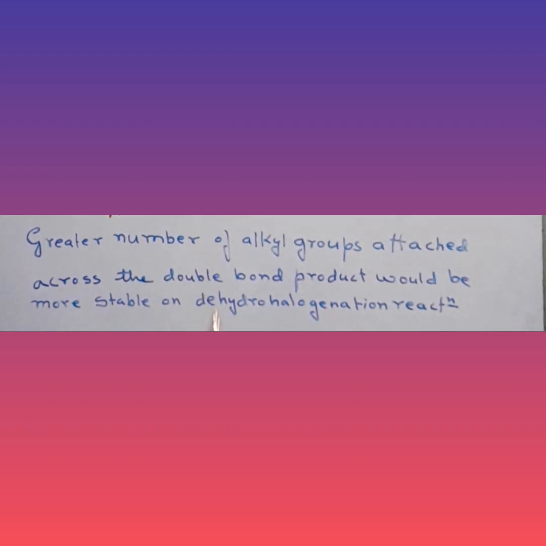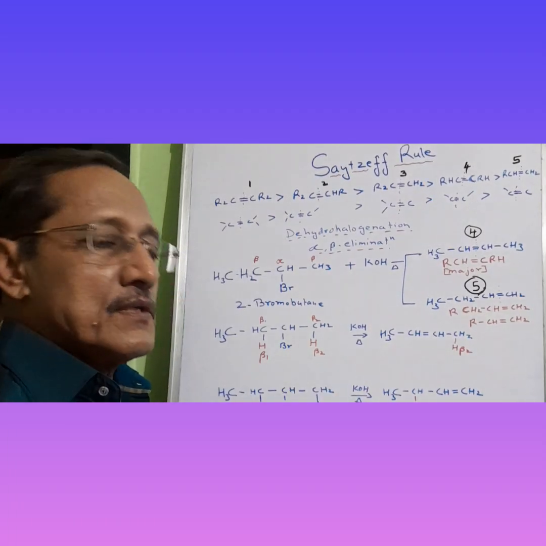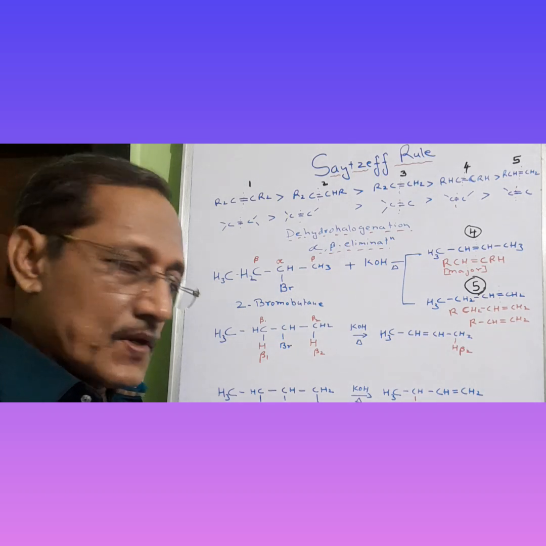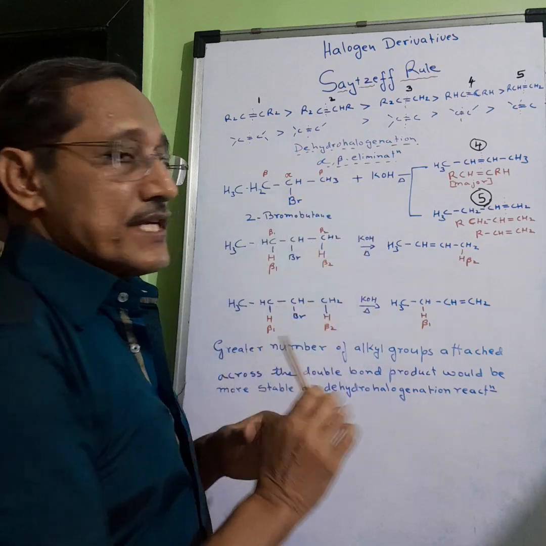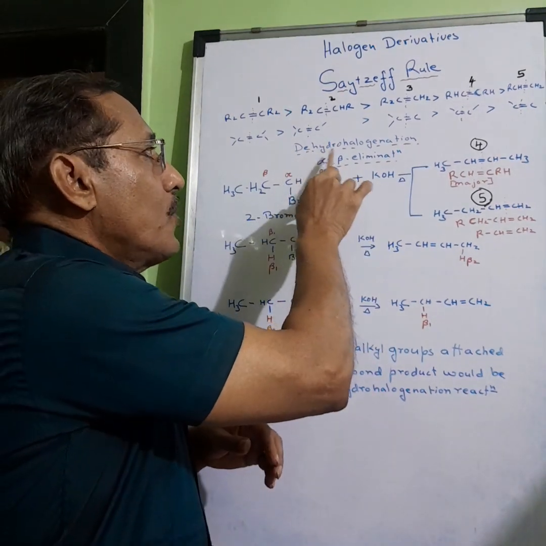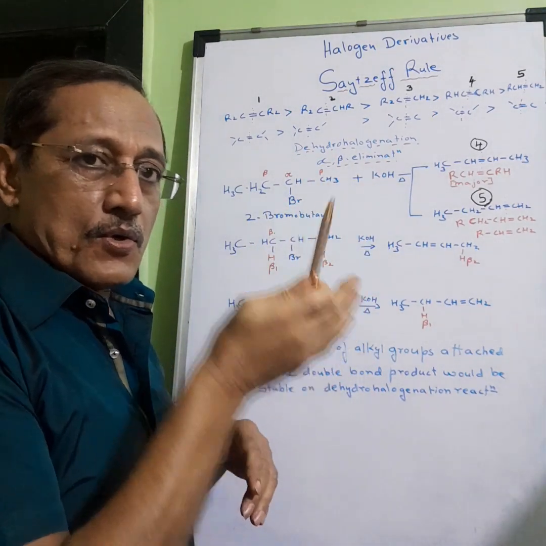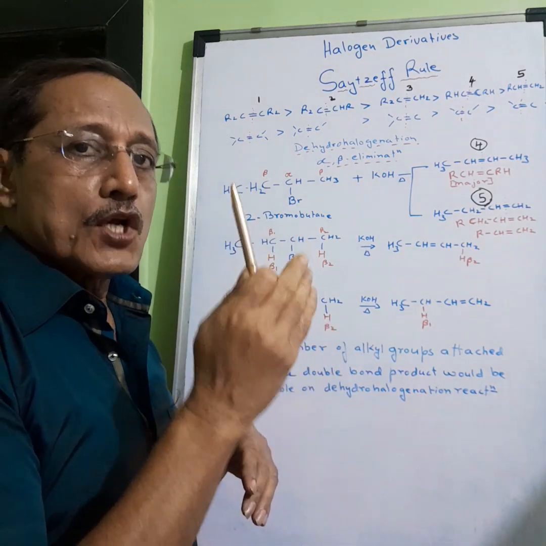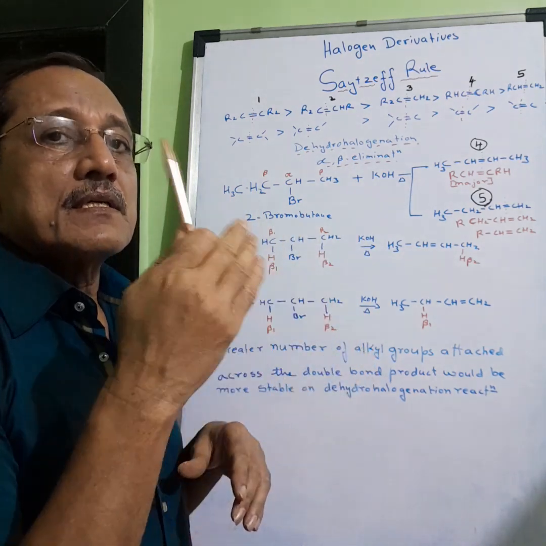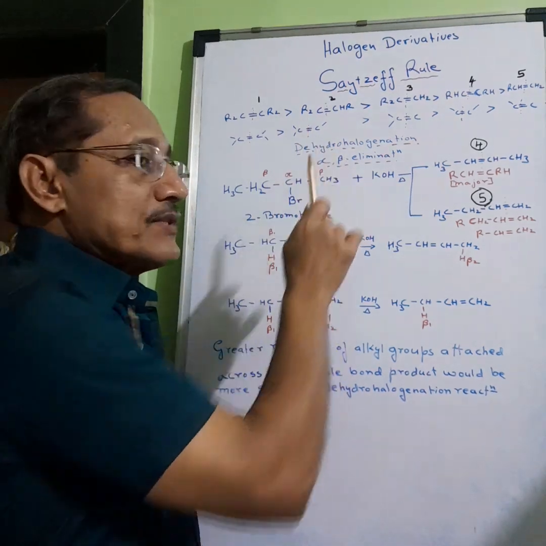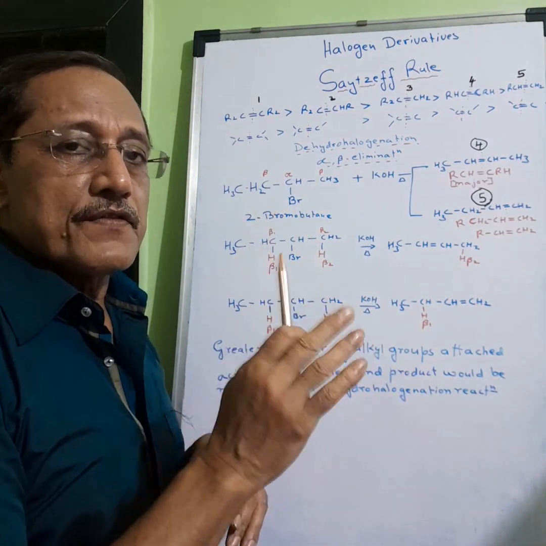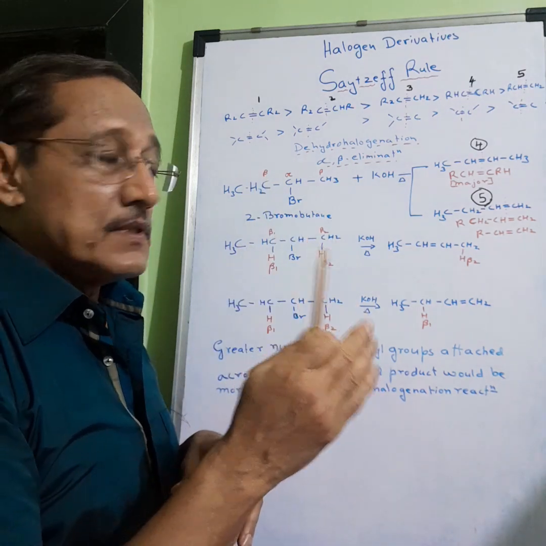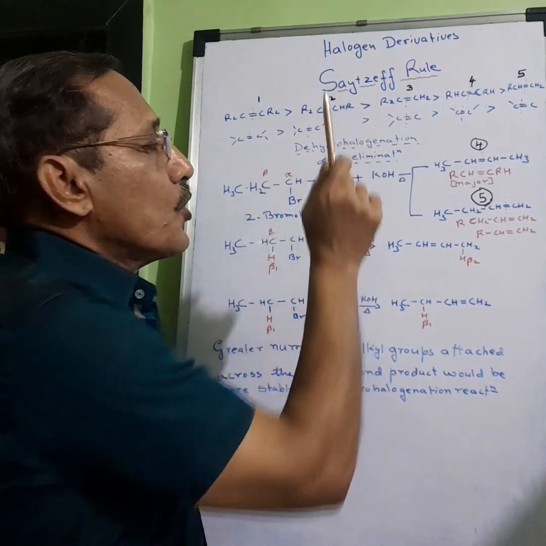Initially, let's try and understand dehydrohalogenation reaction, and then let's come to Saytzeff rule and then check out which of the product would be more stable. Alright, so let's try and understand dehydrohalogenation first. Hydrohalogen: hydro, H, halogen, fluorine, chlorine, bromine, iodine. So hydrohalogen is HCl, HBr, HI, HF. These are all hydrohalogen. Now we are talking about dehydrohalogenation.